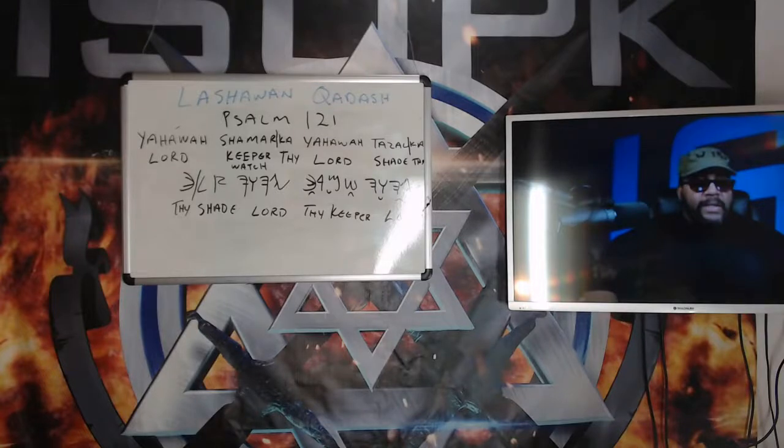All right, from the Hebrew, from the right to the left, the direct translation is Lord, thy keeper, Lord, thy shade. So let's look at Shamarka in the Blue Letter Bible. So you put together the breakdown before you move on to the other part. That is, the Lord thy keeper.